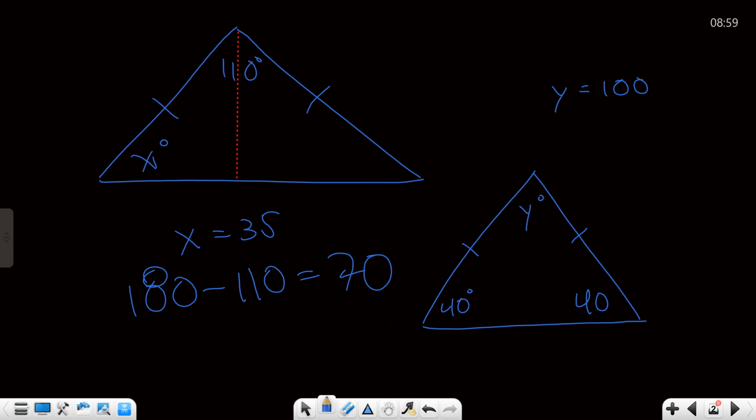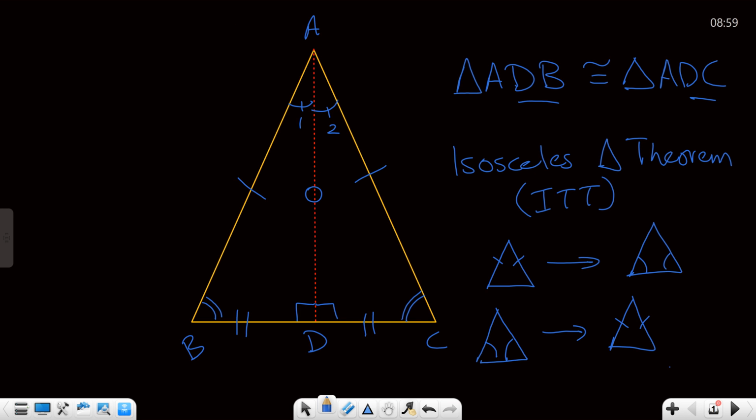Most of the stuff that we're going to deal with comes from the isosceles triangle because there's not a lot you can do with equilateral triangles. Okay. That's all I got for you.